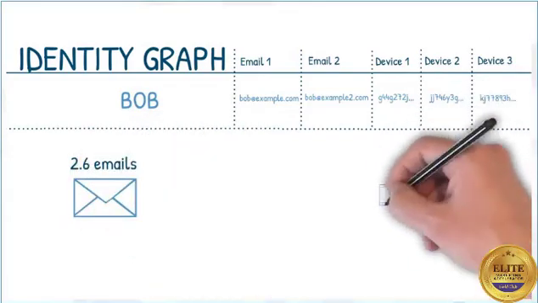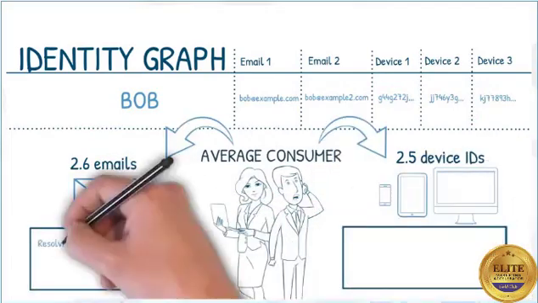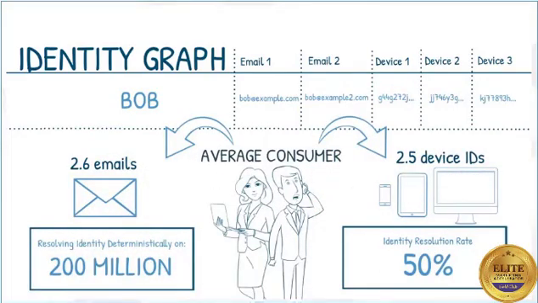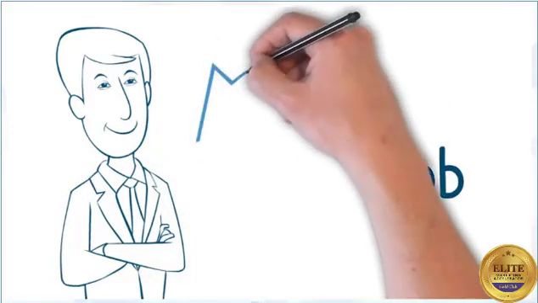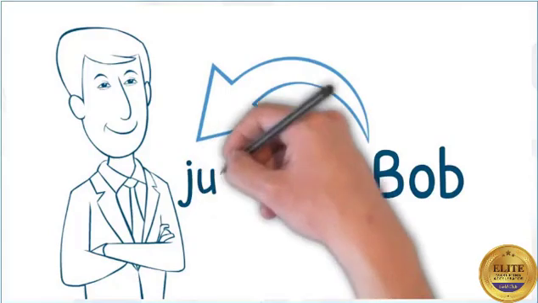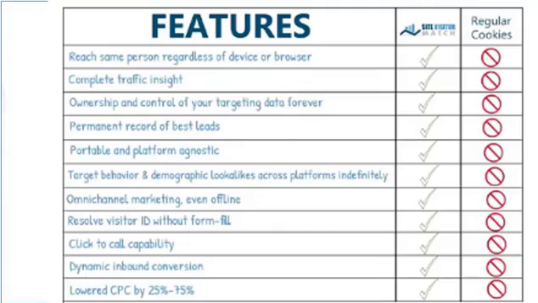Our identity graph contains the deterministically resolved identity of Bob and more than 200 million other U.S. consumers just like him. On average, we can resolve the identity of 50% of visitors to any website, which we can then match up with 2.6 emails and 2.5 device IDs on average per person. And that's a pretty big deal, because now you can do a whole world of things you couldn't do before. Remember what your goal is here. You want to be able to reach Bob, not Bob on Facebook, not Bob on YouTube, or Bob on his tablet at Twitter. Just plain Bob, wherever he is and whatever device he's using.